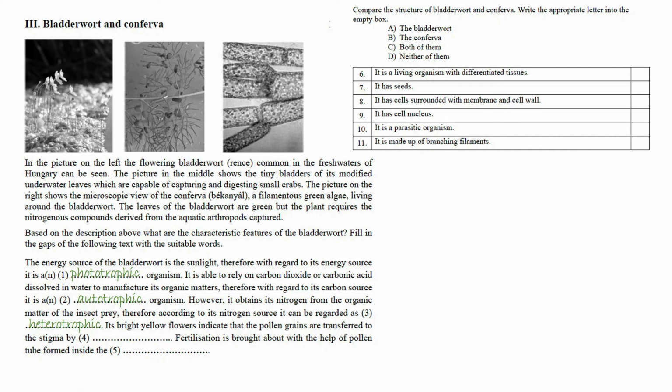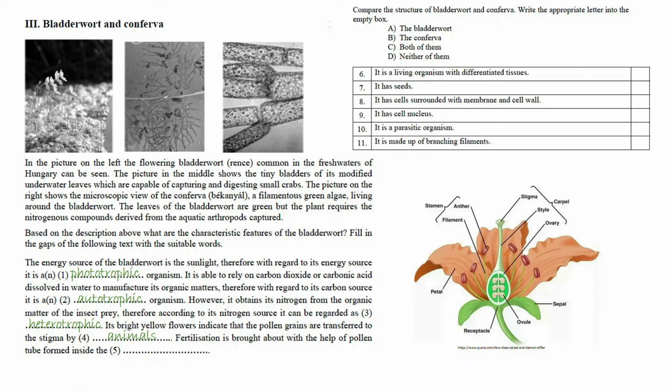Its bright yellow flowers indicate that the pollen grains are transferred to the stigma by insects or pollinating animals. Fertilization is brought about with the help of the pollen tube formed inside the carpel. Okay, we know that that's the female reproductive part of a flower.